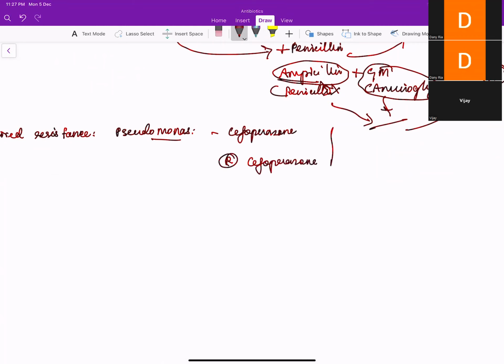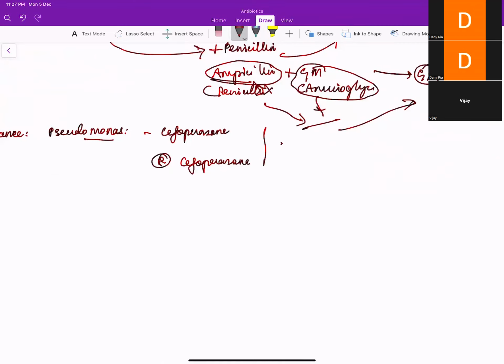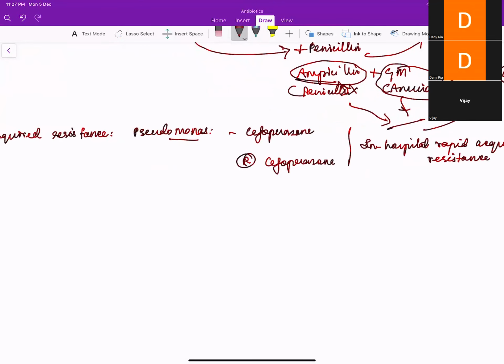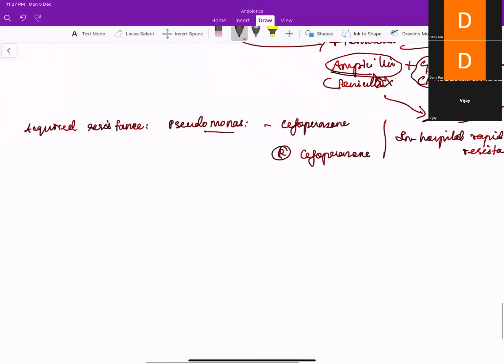So this is a defined phenomenon. This is called in-hospital acquired resistance. In-hospital rapid acquired resistance. So the same organism in the same site, in the presence of antibiotic, will acquire resistance in a very short time. This problem is there with Pseudomonas. That's why if patient is initially responding to Pseudomonas treatment and then fails to respond, you have to repeat the culture and repeat the sensitivity again. The sensitivity would have changed.